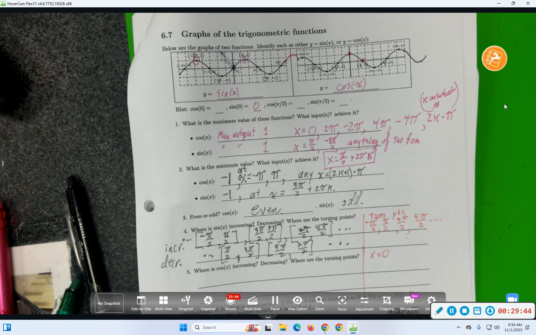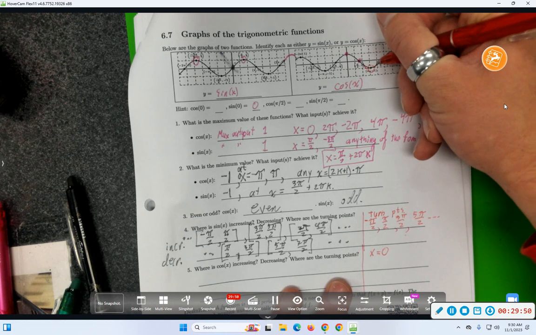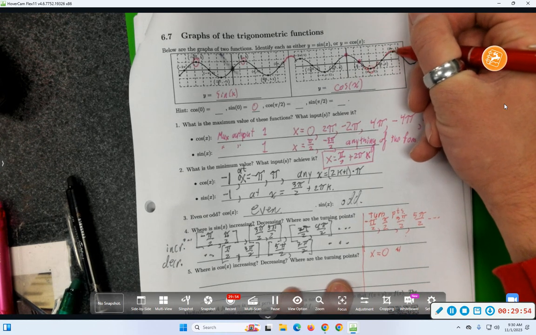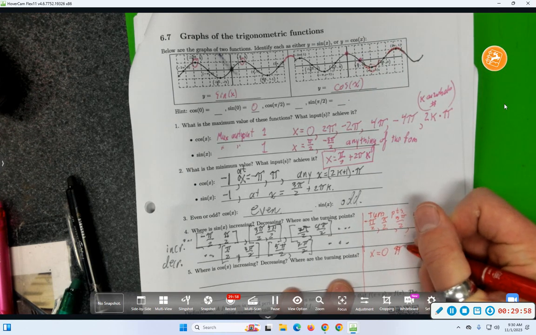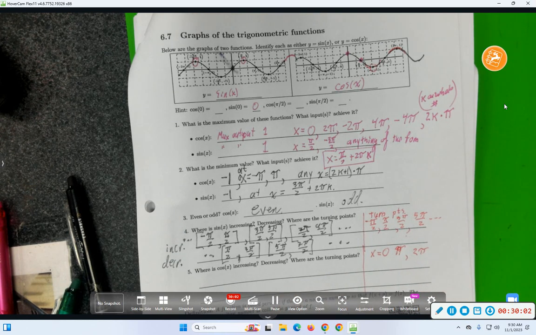Pi, I guess? It turns around at pi, it goes from decreasing back to increasing. At 2 pi, it goes from increasing to decreasing. Let's also list some negative ones.